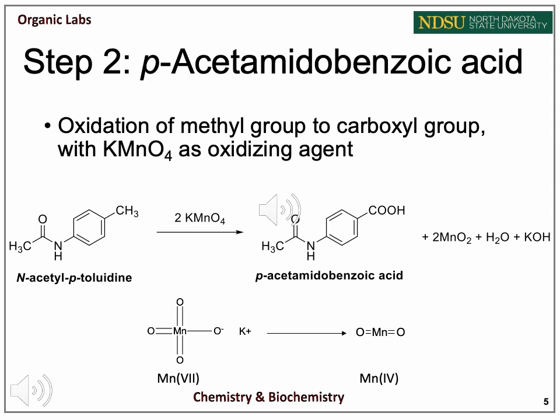For the second step of our reaction, we are going to be oxidizing our N-acetyl p-toluidine to para-acetamidobenzoic acid, using potassium permanganate as our oxidizing agent. What this is going to do is it is going to oxidize our methyl group fully to the carboxylic acid. Note, it is not going to affect the amino group because of the previous protecting step.